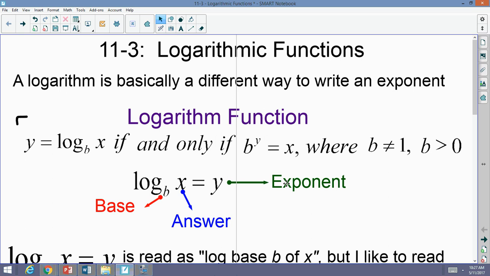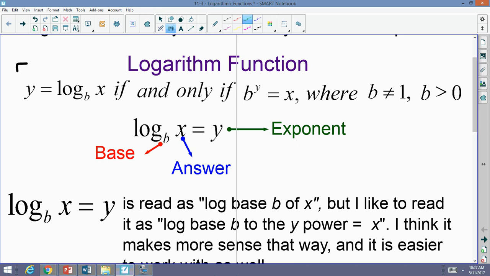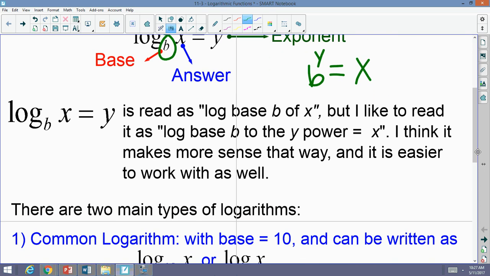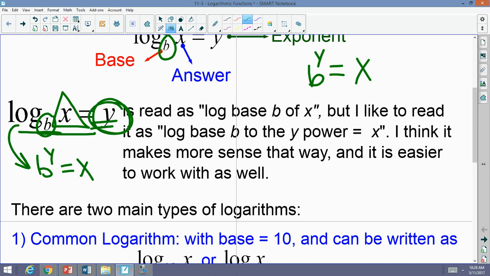So log base b of x equals y can be turned into b, the base, to the y power equals my answer x. That's how I can convert from one to the other. Log base b of x equals y is literally read as log base b of x, but I like to read it as b to the y power equals x. If you really understand that this b is being raised to the y power, you're going to have magic happen. You have to know how to go from that log format to that exponential. Make sure you really understand that, and if you don't, I will do my best to re-explain it any way I can.